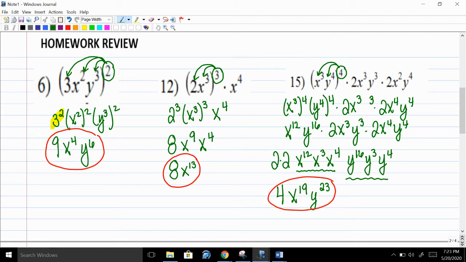Okay, let me put that y back in there. This y should be right in there. Okay. All right, so there's just some problems from the homework that I wanted to make sure you understood.